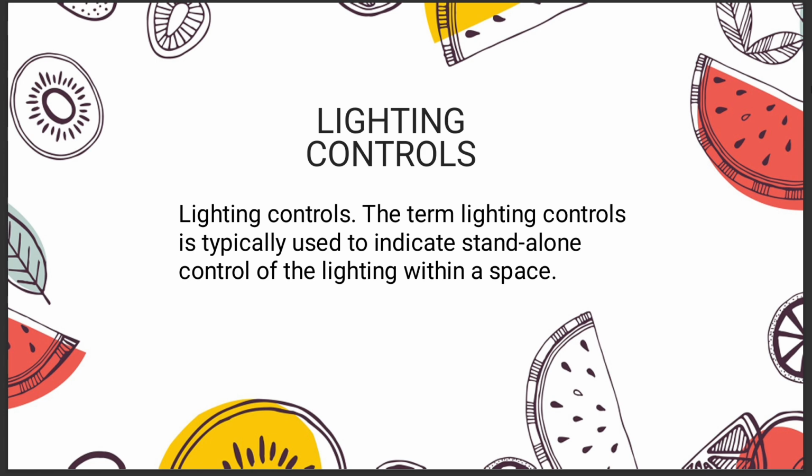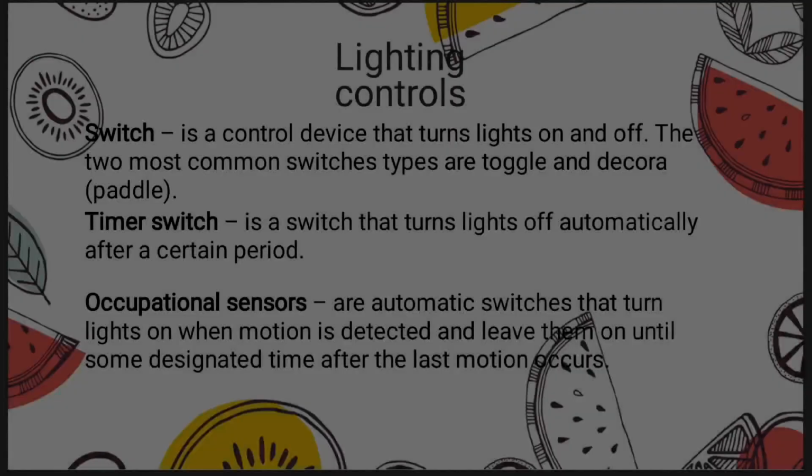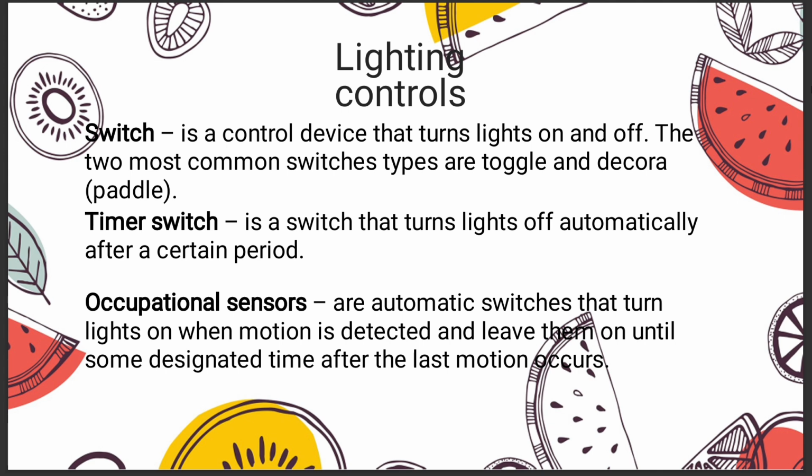Here are some types of lighting controls. One is switch. A switch is a control device that turns lights on and off. The two most common switch types are toggle and decora. An example is the switches in our house. Next is timer switch.